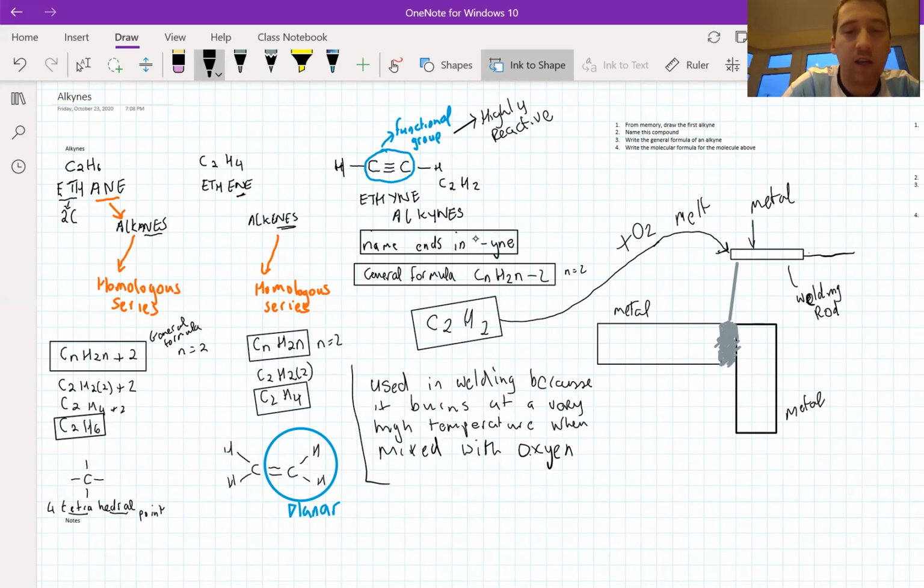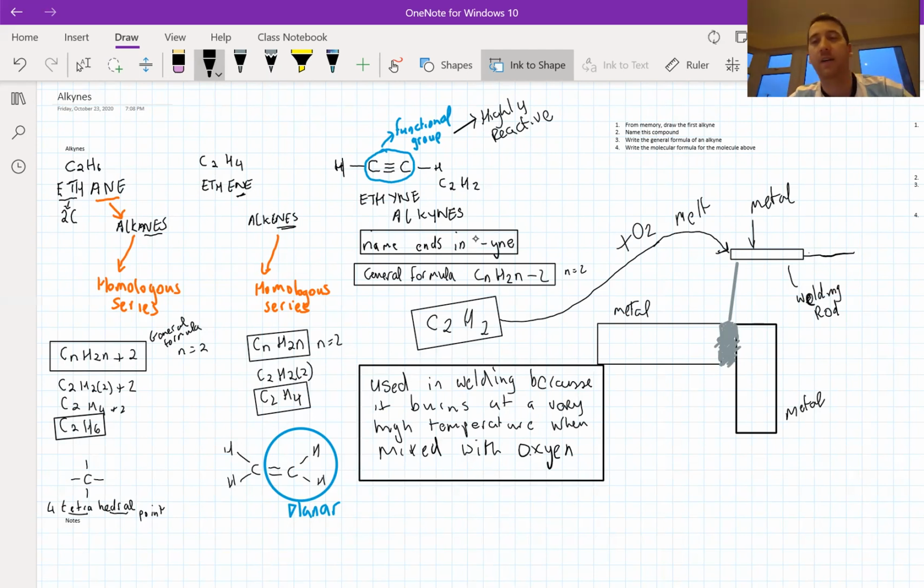So this here is a use of the alkyne ethine. The old name for this, and some people still use it today, is oxy, because we're mixing with oxygen. And the old naming system for alkynes gave ethine the name acetylene. So this is often still referred to as oxyacetylene welding.